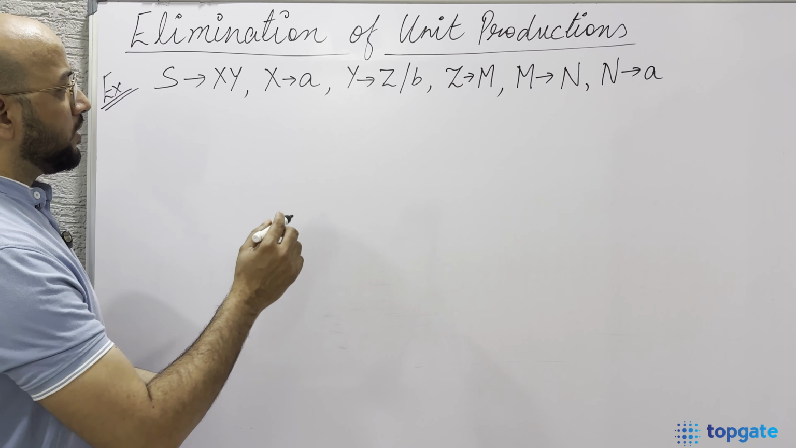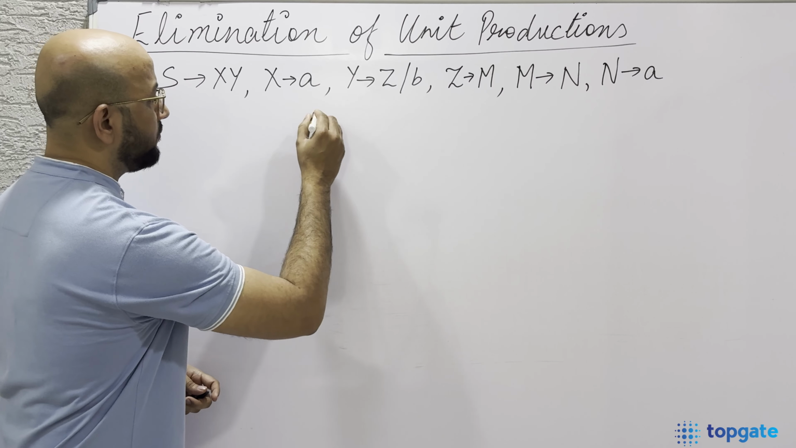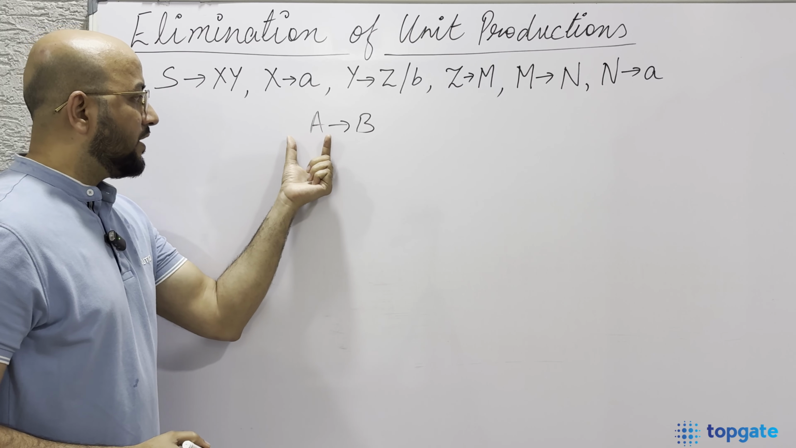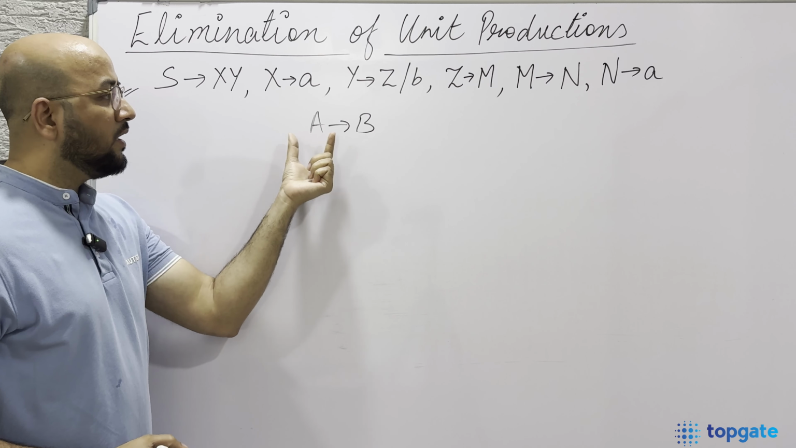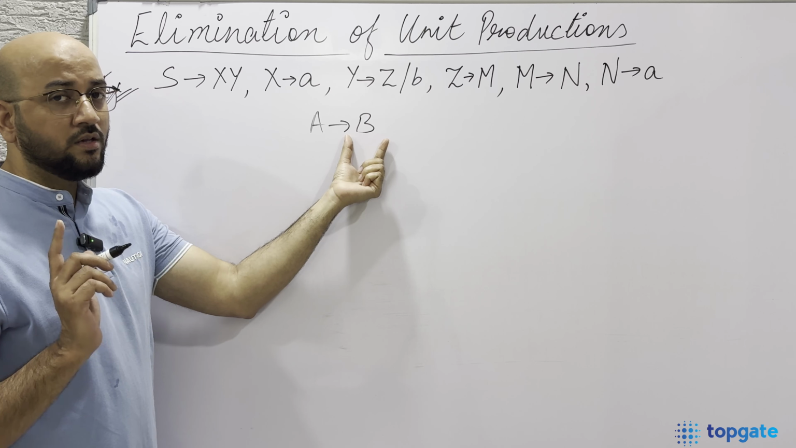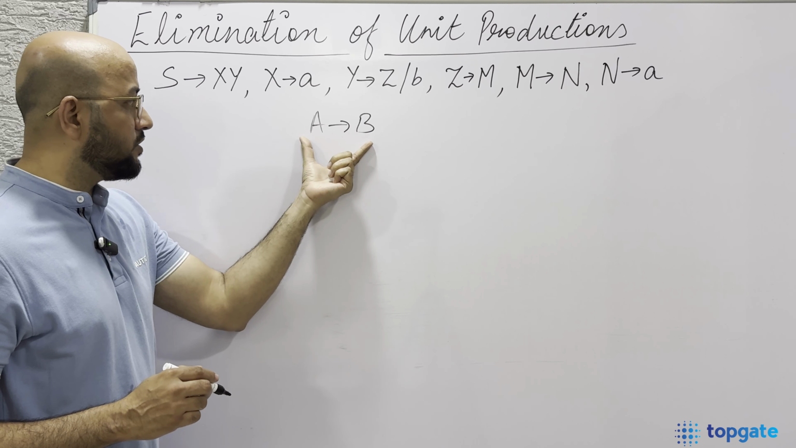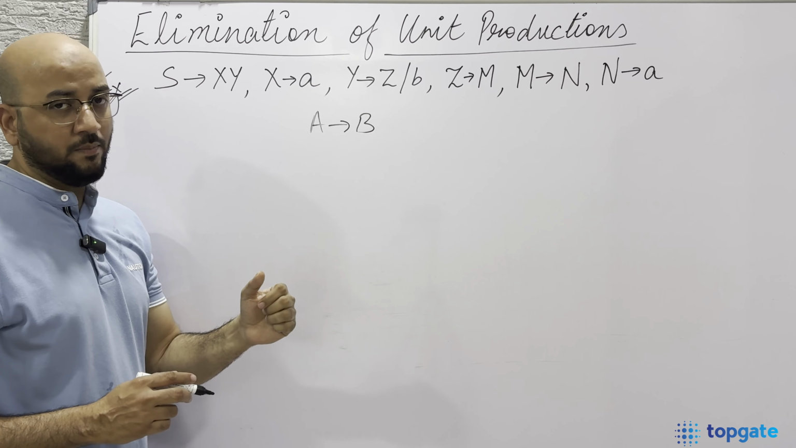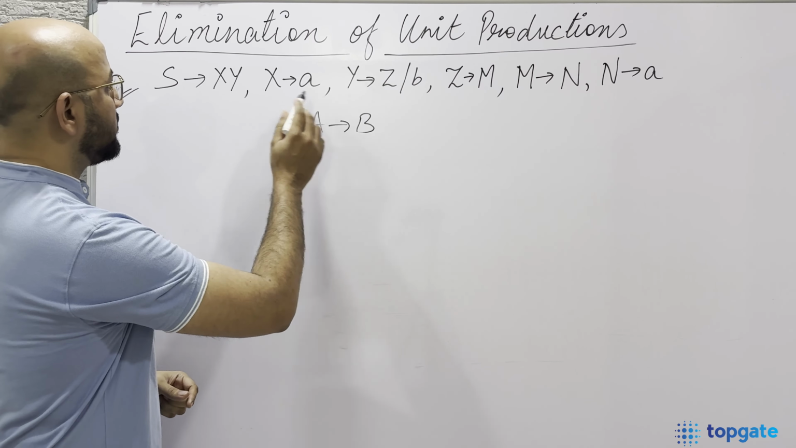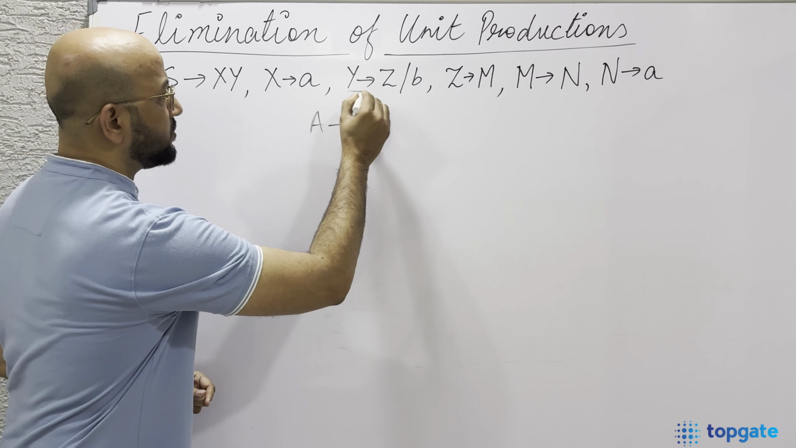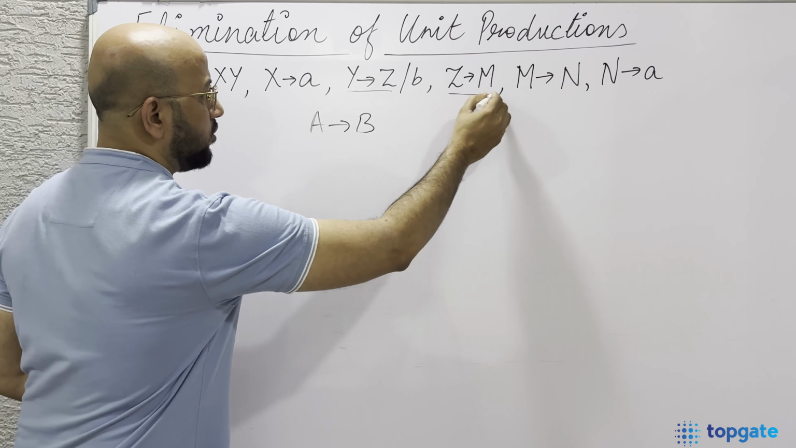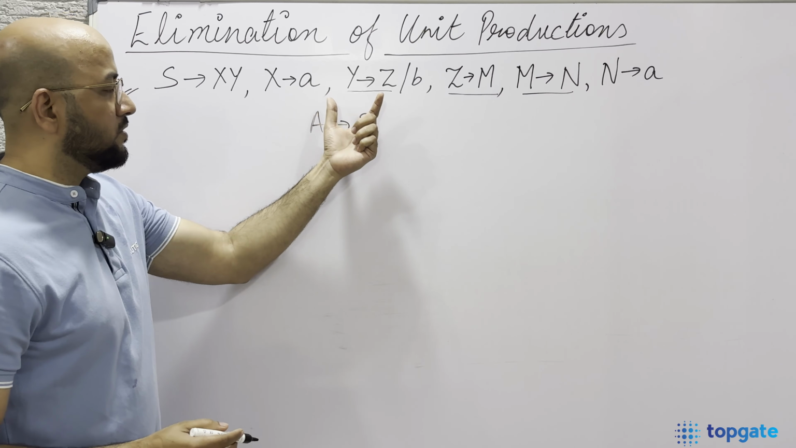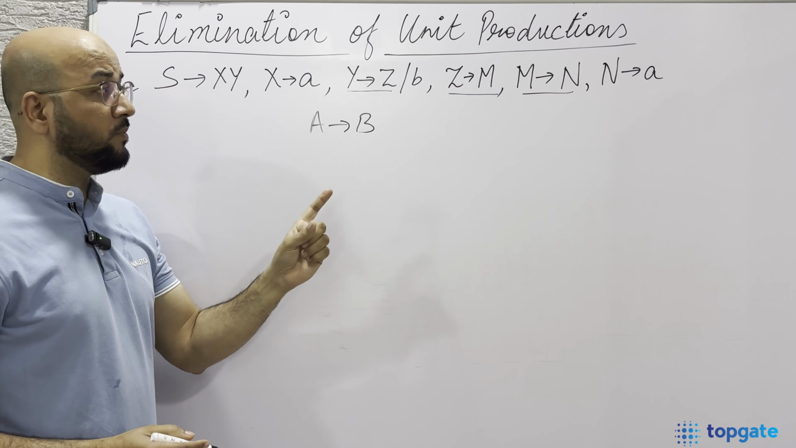Okay, so a unit production will be in the form of A tends to B. That means in a production rule, the left hand side will contain a single variable and the right hand side will also contain a single variable. So if we see any production rule of this kind, it is a unit production and therefore it has to be eliminated. Clear? In this example, you can see that we have this as a unit production, this as a unit production, and then this as a unit production. So we have 3 unit productions in this case, and all of these have to be eliminated.